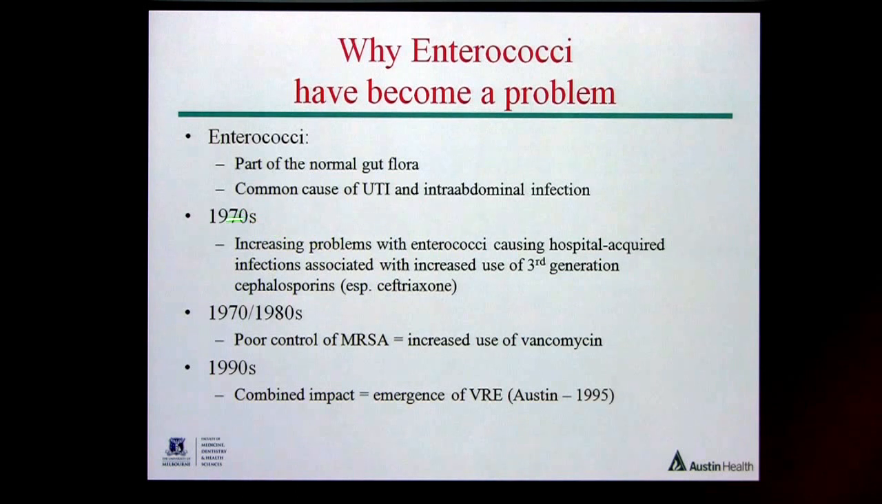And during the 1970s, there was this massive increase in the problems of enterococcus in hospitals, largely because of the invention of third-generation cephalosporins, which innately have no activity against enterococcus, third-generation cephalosporins such as ceftriaxone. And so with the growth of the use of these new drugs, which were good drugs because they avoided the use of aminoglycosides, it left a niche for enterococcus to become a problem as a nosocomial or hospital-acquired pathogen.